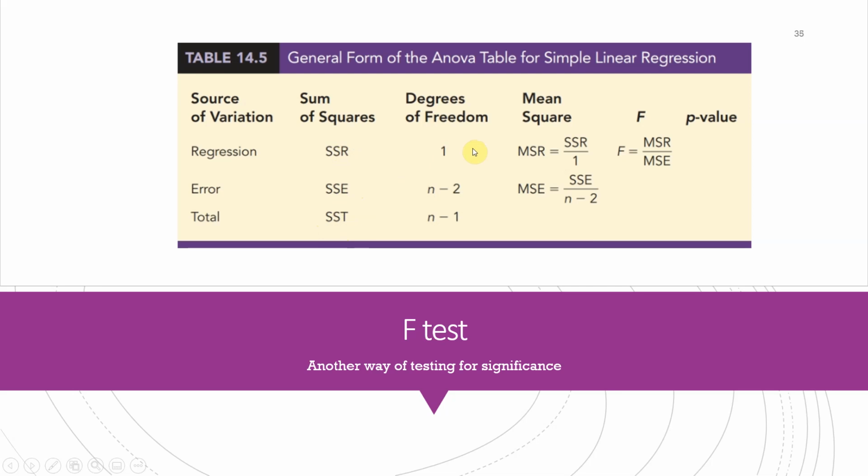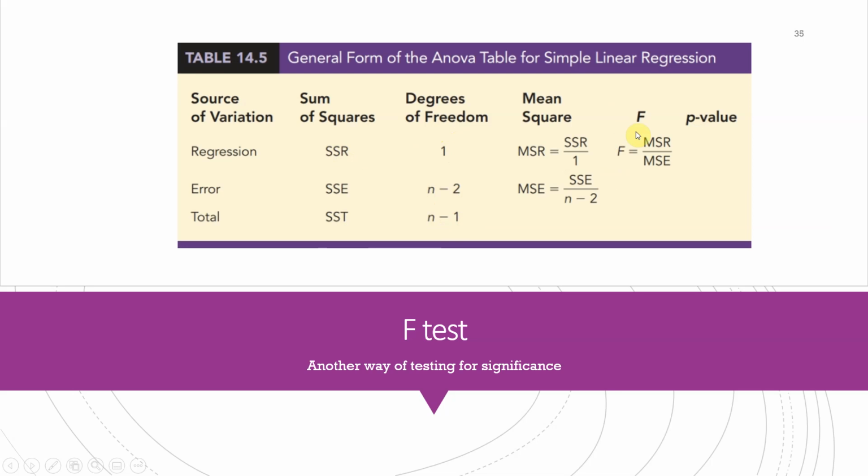Well, it's the same thing for the degrees of freedom. So what is n? N is our sample size. We have 10, so 10 minus 2 is 8. 8 plus 1 is 9. Our sample size of 10 minus 1 is 9. So these degrees of freedom should add up to the total, just like the regression and error sum of squares add to the total sum of squares.